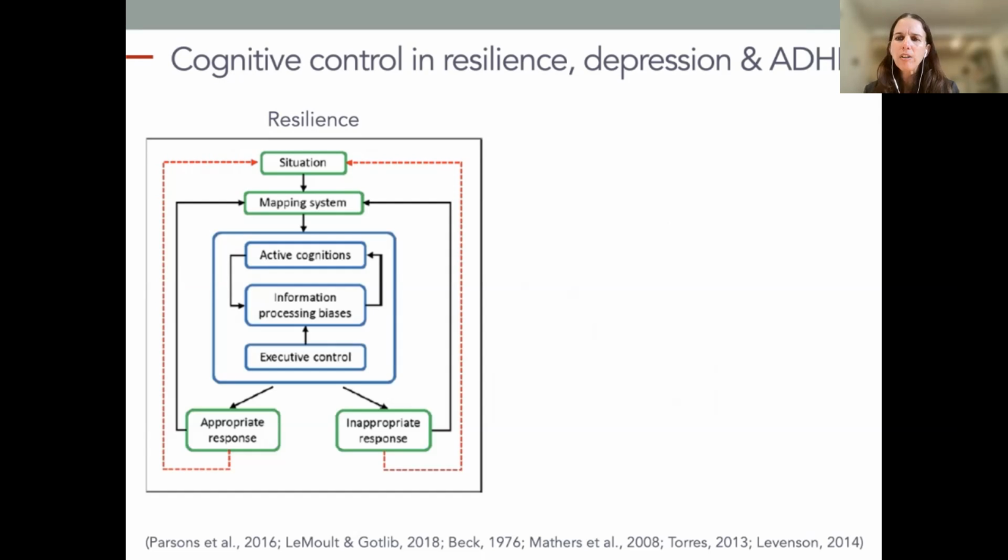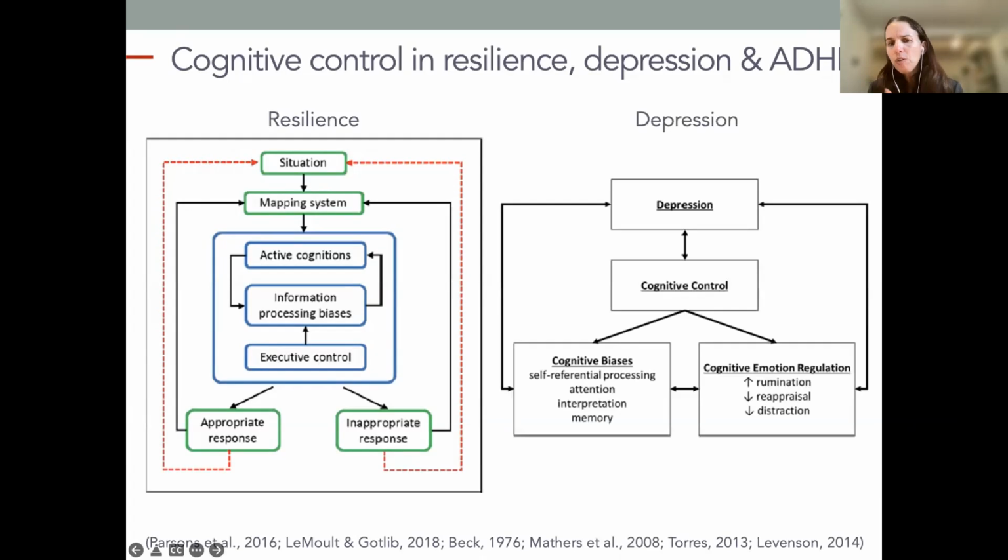Considering mental resilience, for example, our ability to bounce back from adversities, there are frameworks such as the one here by Parsons and colleagues, showing executive control in the center, controlling our active cognitions and deriving a response to the situation, which in turn feeds back into the executive control abilities as determining resilience.